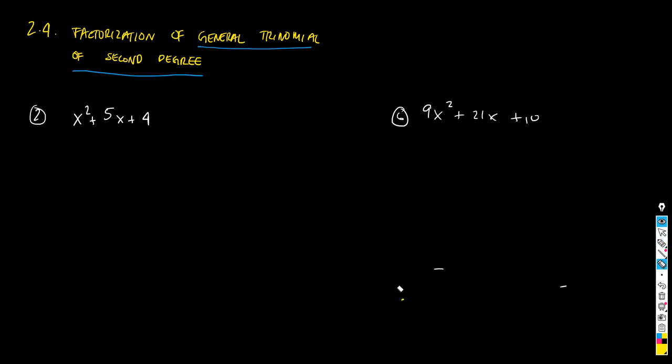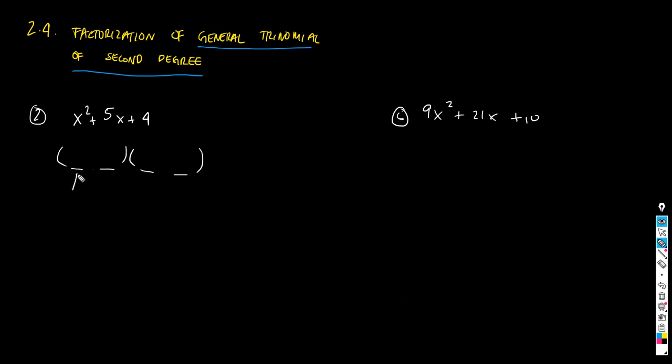Okay, too much talk. So let's get down to business. In here we have two general trinomials of second degree, and what we want to do is find two binomials such that their multiplication gives you in the end the trinomial that you started with. It's that simple. So one binomial here, one binomial here. As we know, a binomial consists of two terms, same here.